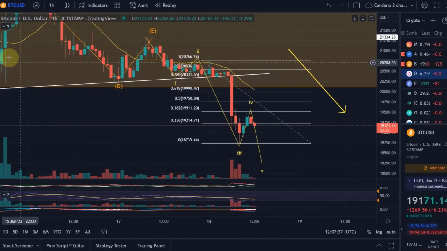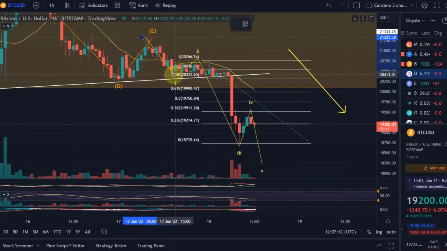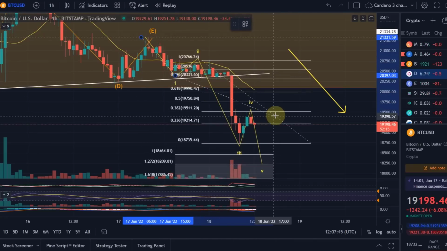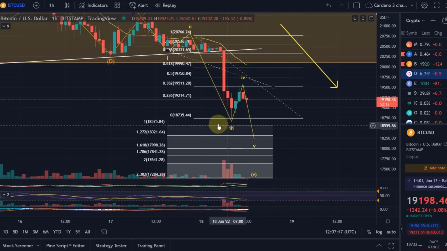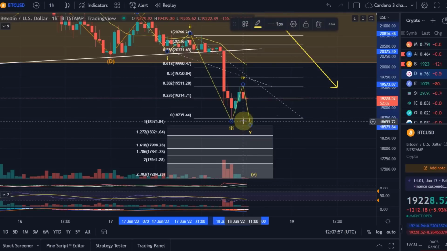And then we can also calculate the length of this wave 5. At least one target for that wave 5 would be if we take the length of the wave 1 again and add it to the high of the wave 4, then we get as a target, the first target would be here 18,575 if the wave 4 doesn't go any higher. If we go below that, the next target would be the 1.618 Fibonacci extension at pretty much $18,000. So somewhere between 18,000 and 18,500, we should actually complete that wave 5. So let's see if that's going to play out.